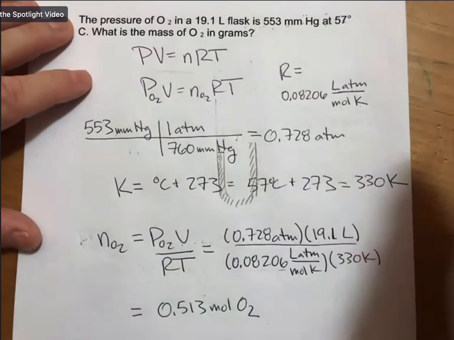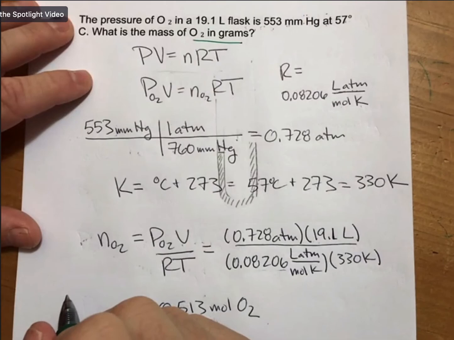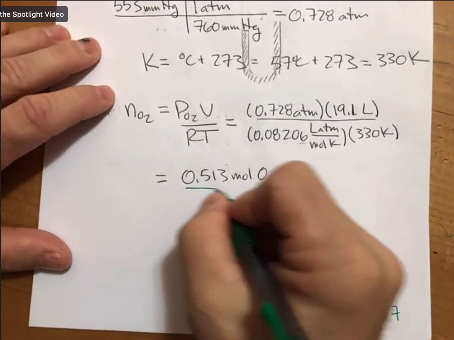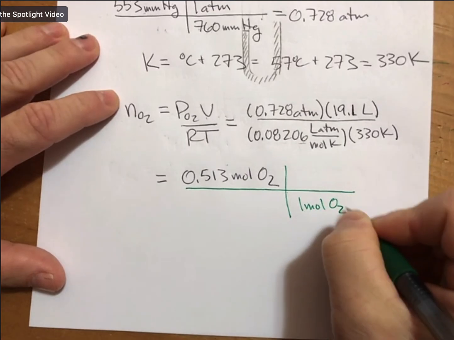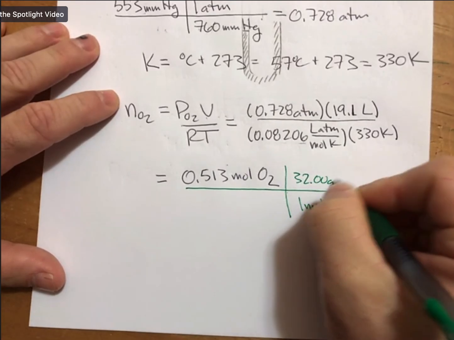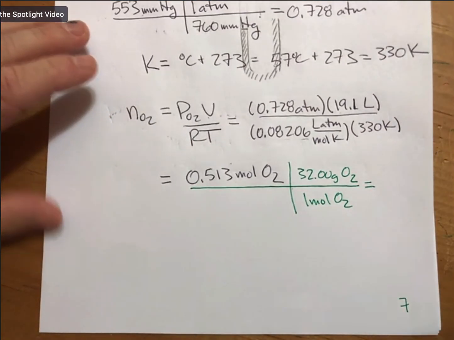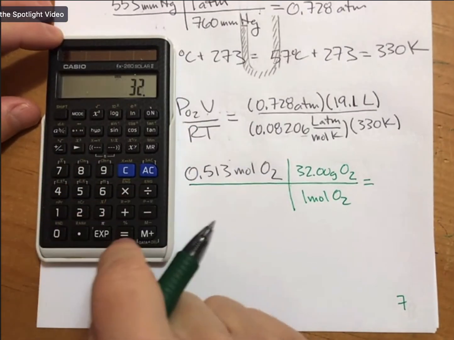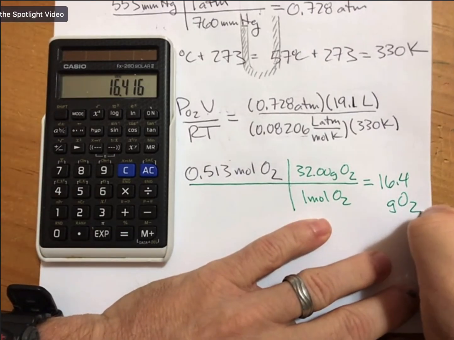And we're not done yet because, of course, we've been asked for grams of oxygen here. But that's not the new part for this problem. That's something hopefully we're very comfortable with, but we still have to do. 1 mole of O2, oxygen, is 32 grams of O2. And let's do that last step. I get 16.4 grams of O2.